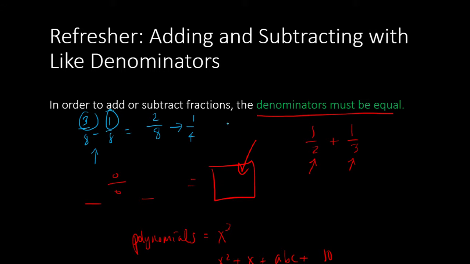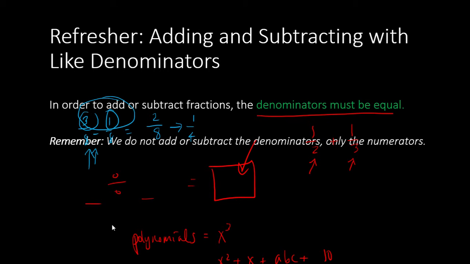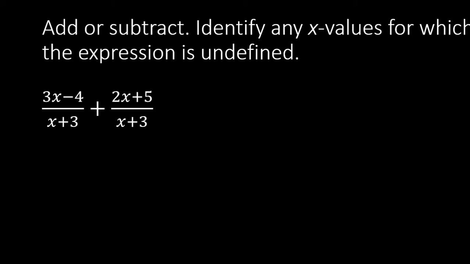So again, to add or subtract fractions, the denominators must be equal, and when we actually carry out the addition or subtraction, we're combining the numerators and then leaving the denominator as is. So, in the context of rational expressions, it's going to work the same exact way. Here's an expression where we're asked to add these two fractions. Notice that our denominators are the same. So that means, cool, we're good to go, green light, let's add them together.